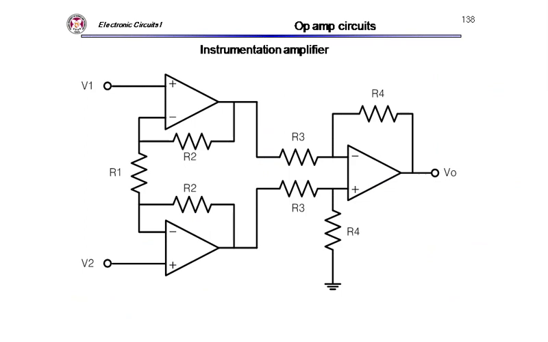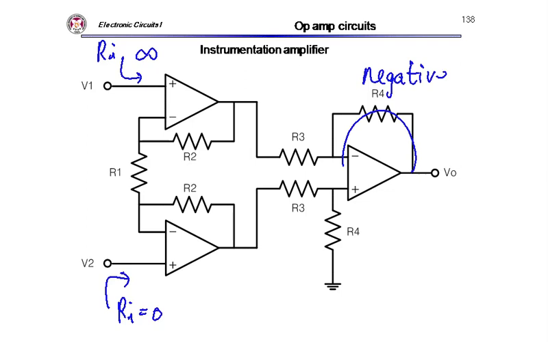This is the instrumentation amplifier. It's very powerful, so my input impedance is infinite. I have two stages here. I know this is negative feedback, right? Negative feedback here, all negative feedback.